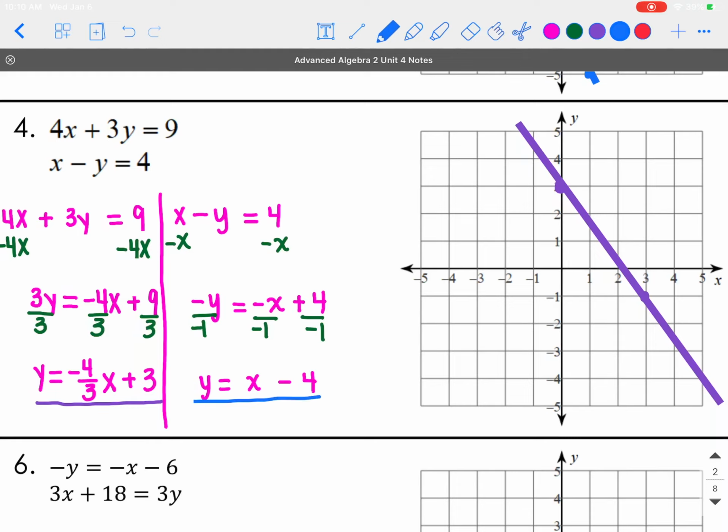Then the second one, negative 4 is my y-intercept, and it's a slope of, did I do something wrong? Oh, no, okay, I'm good. Slope of 1, so we're going to keep moving, slope of 1. And we can see where they cross. It's the point 3, negative 1.